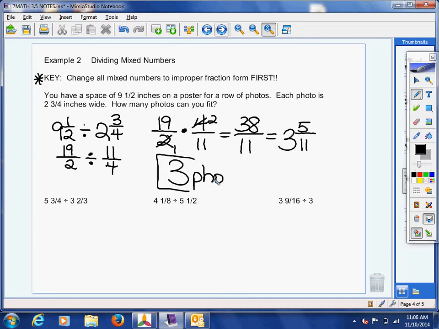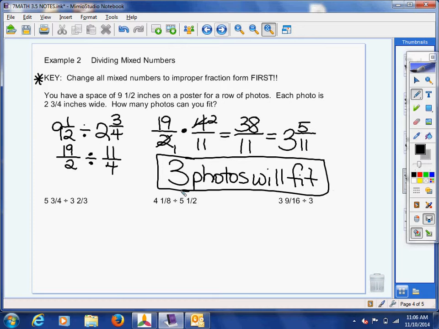3 photos will fit without overlapping. That's the thing. If I wanted it to overlap, then I could say 4, but we don't want it to overlap. We want it to fit inside of that given amount. And so only 3 photos will actually fit. There'll be a little bit of space left over, but that's okay. That's what happens.